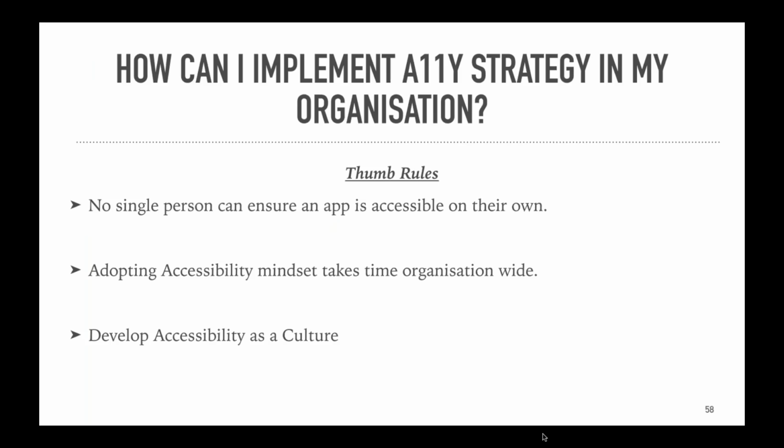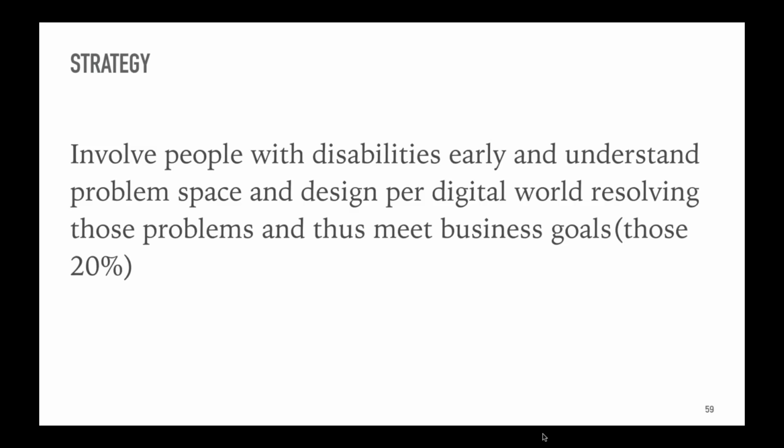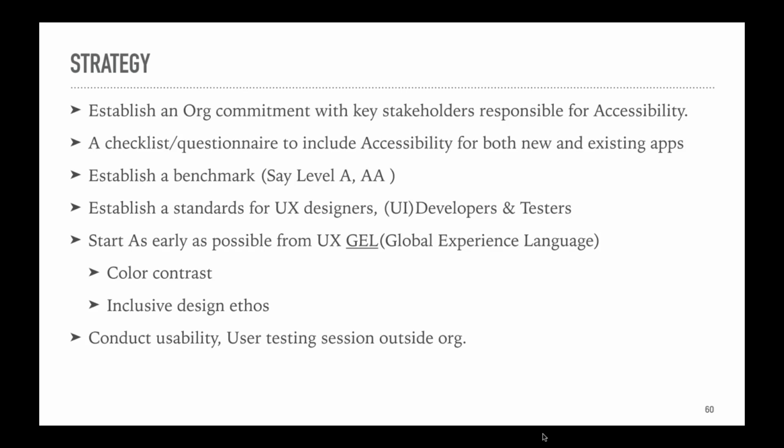Now the burning question: how can I implement an accessibility strategy in my organization? The rules of thumb: no single person can ensure an app is successful on their own, and adopting an accessibility mindset takes time organization-wide. It's best to develop accessibility as a culture. So include it in your job descriptions and ask for people who are passionate about accessibility, which makes you look nice company-wide too. Another good tip is to involve people with disabilities early to understand the problem space, and design early, and thus you meet the business goals.